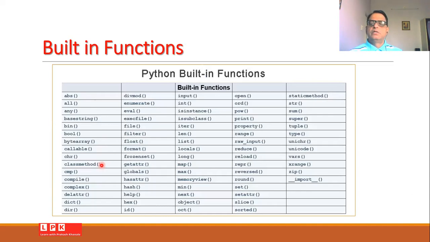Out of these, certain functions have already been used by us. For example, we have used the function float. We have used the functions input and int. We have used the function range. So some of the built-in functions have already been used by us while writing programs in the Python programming language.